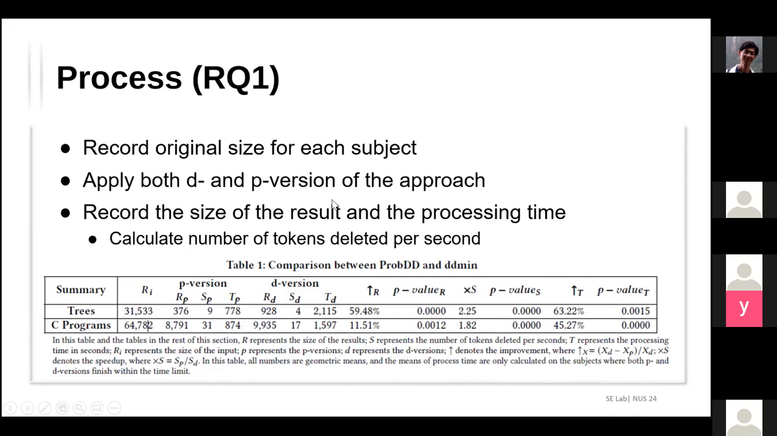for the first research question, which is comparing between PropDD and ddmin, we can see that overall, R represents the size of the input. Overall, there's an improvement in their version versus the ddmin version. So RP is the size of their optimal set, if I'm not wrong. So their approach takes an input of trees, so by ignoring the tree structure, they can still have a very good performance?